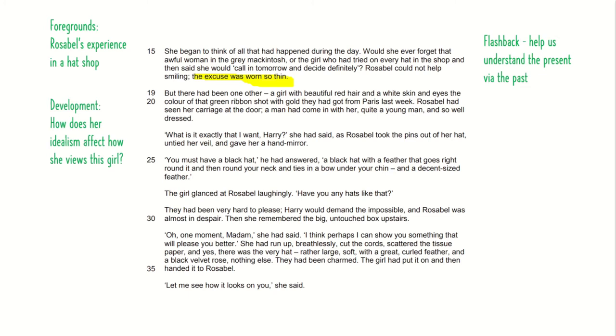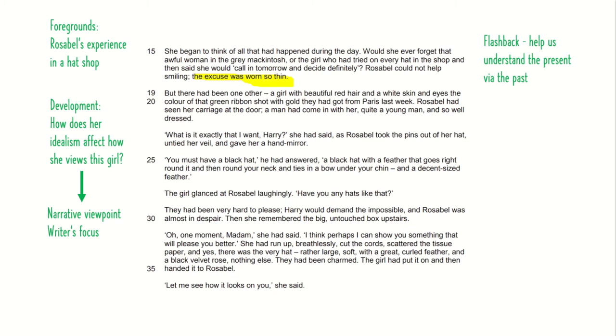We also learn about how her idealism that we learned about earlier affects how she views her customers. If we look at that description of the girl along line 19, a girl with beautiful red hair and a white skin and eyes the colour of that green ribbon shot with gold they had got from Paris last week. There's such a sense of beauty and opulence in that description that matches the description of the setting we had earlier. So what we can see is that we're getting a development here, because we know the way that Rosabelle is viewing this girl is not because she fancies her or something like that. It's because of how idealistic Rosabelle is.